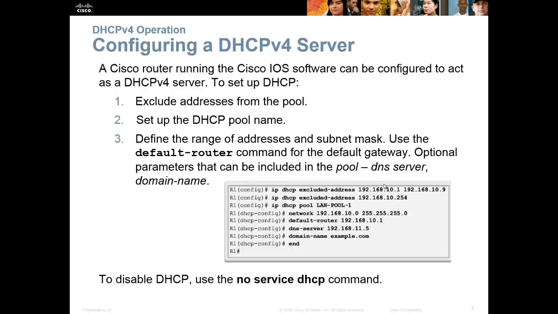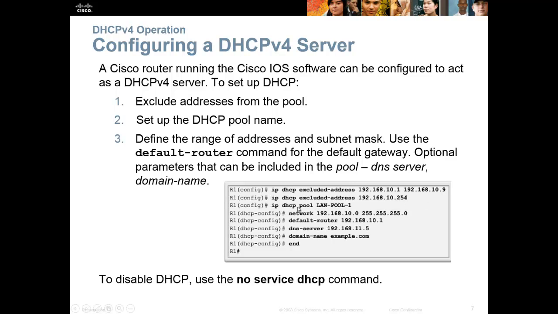So if you're going to hand out addresses 50 through 200, you have to exclude the other addresses of that network first. In this case, we're going to DHCP 192.168.10.0, but we don't want to send out addresses 1 through 9, and we don't want to send out address 254. So the very first thing we do is create the excludes: ip dhcp excluded-address 192.168.10.1 through 192.168.10.9, and exclude address 192.168.10.254.